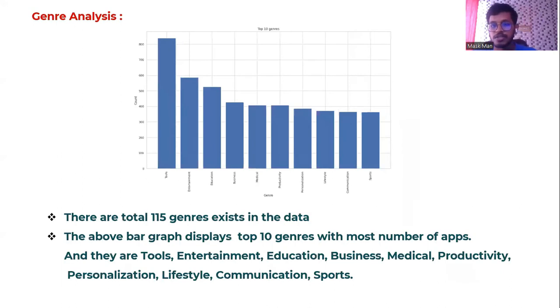And genre analysis. So in our data, there are a total of 115 genres. So we cannot plot all 115 genres, or we cannot visualize those 115 genres. So I've taken only the top 10 genres, and I visualized them. This bar chart displays the top 10 genres with the most number of apps. And they are tools, entertainment, education, business, medical, productivity, personalization, lifestyle, communication, and sports.